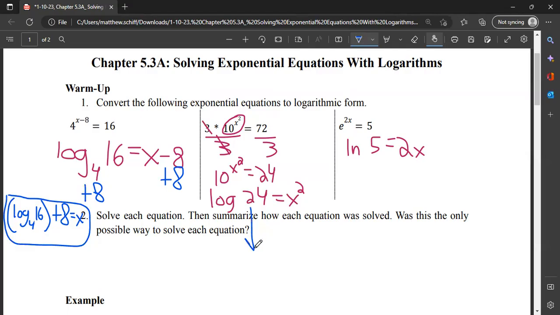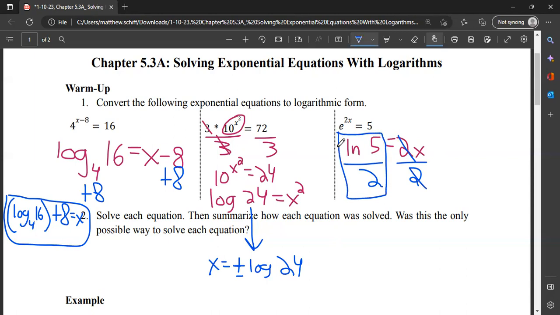For the second equation, I would just have to square root both sides. So I get that x is equal to plus or minus the square root of log of 24. And then the third equation, just divide both sides by 2.